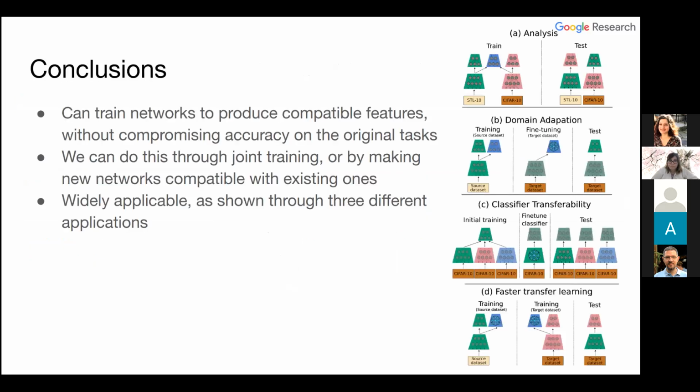So in conclusion, we have shown that we can train networks to produce compatible features. And in fact, that is something that I didn't talk about, that's in the paper. We can do so without compromising the accuracy on the original tasks. So it's not a trade-off. You get basically more compatible features without doing worse on the main task.